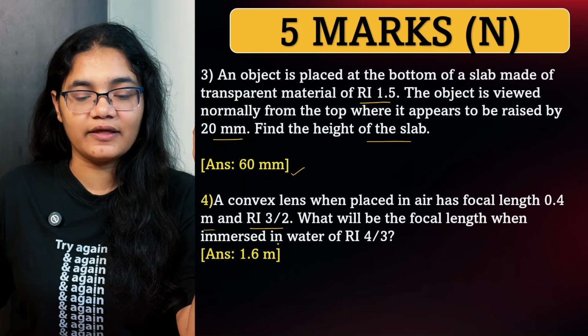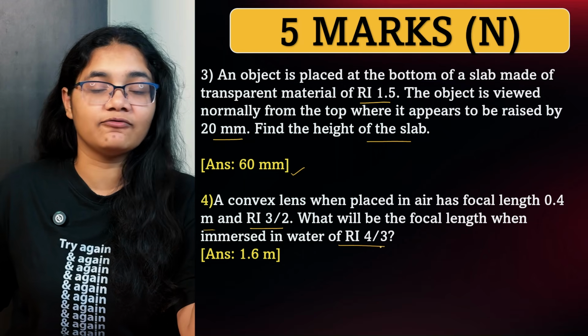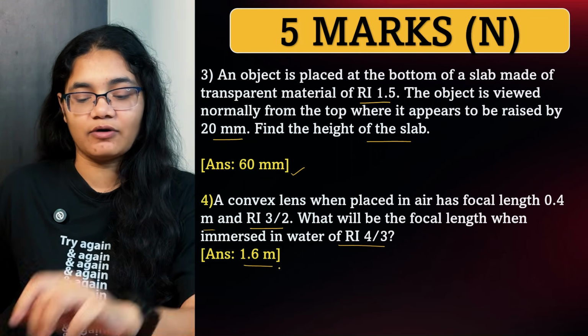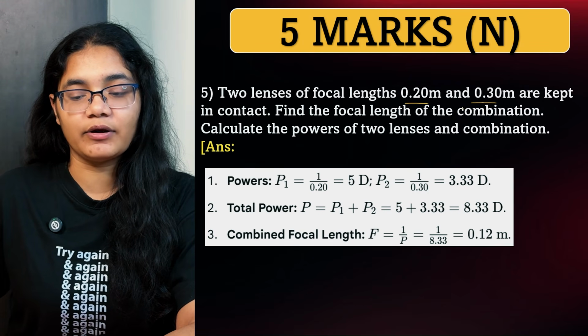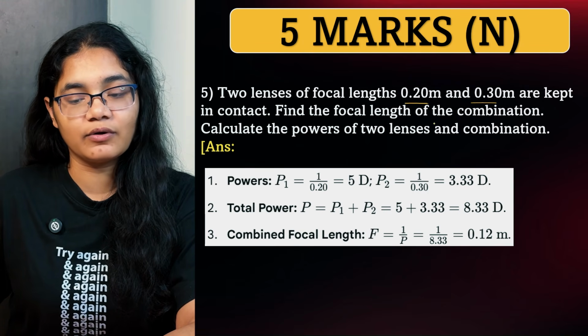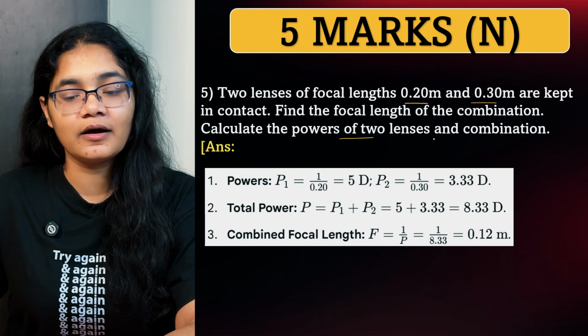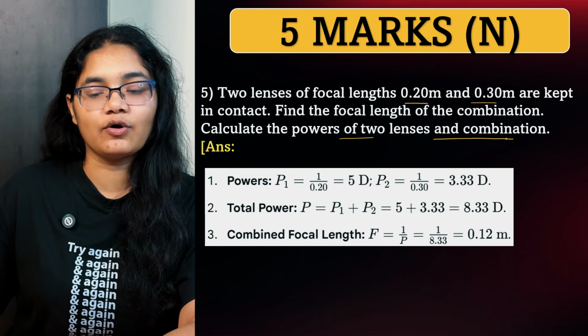What will be the focal length when immersed in water of refractive index 4 by 3? Here you will get the answer of 1.6 meter. Next, two lenses of focal length 0.2 meter and 0.3 meter are kept in contact. Find the focal length of the combination and calculate the power of the two lenses and the combination.